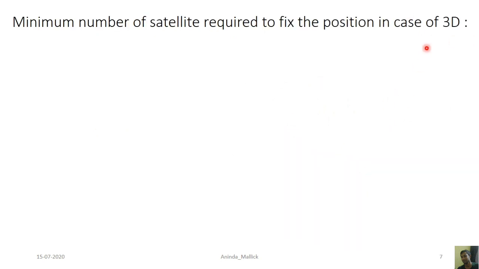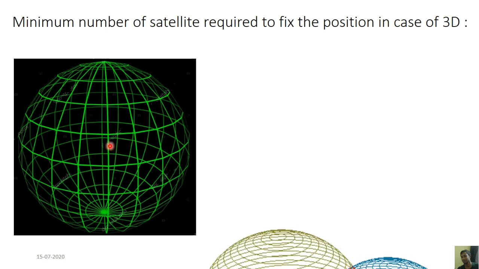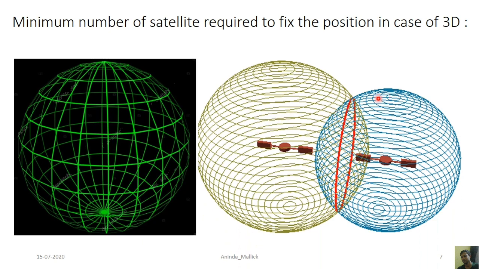Now in case of 3D, instead of a circle you will get a sphere, and assume the satellite is at the center of the sphere. If two spheres cut each other, we will get a circle, and the distance between anywhere on the circle and the satellite is the same. So we can't compute the exact position using these two satellites.